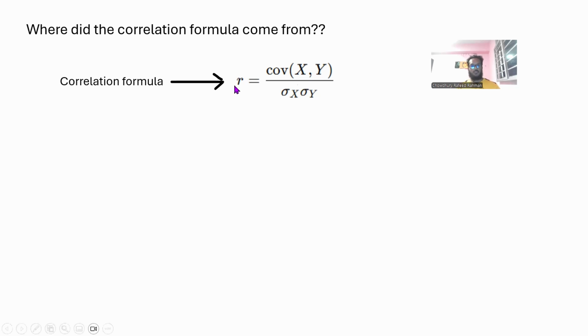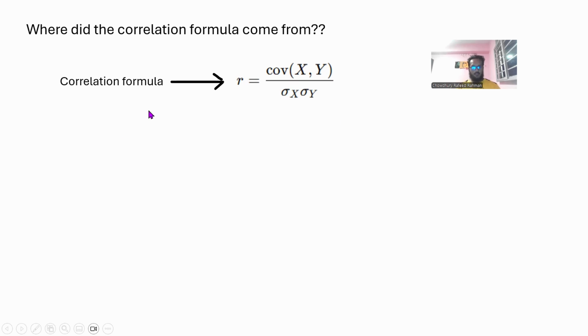So correlation between x and y is the covariance between x and y vectors. So x is a vector because x had 5 values right here, and y is also a vector, y also had 5 values. Sigma x is standard deviation of x and sigma y is standard deviation of y. If you plug in these values, you can get the correlation R.